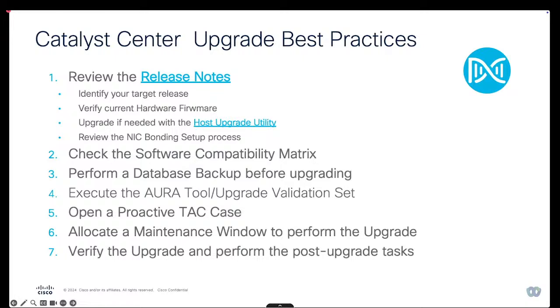Then you validate and assess when you're checking the compatibility matrix for your software devices. You will need to perform as well a backup for your Catalyst Center. That's very important, and we will show you a little bit on that. Run the Aura tool or the upgrade validation set to make sure all the resources are okay for you to perform the upgrade. And engage support, right? You will open a proactive TAC case, schedule a maintenance window, have everything ready, and then perform the upgrade, verify the functionality, and complete all these post-upgrade tasks.